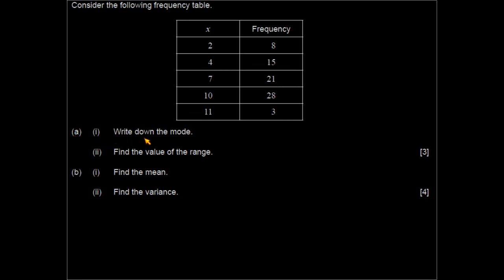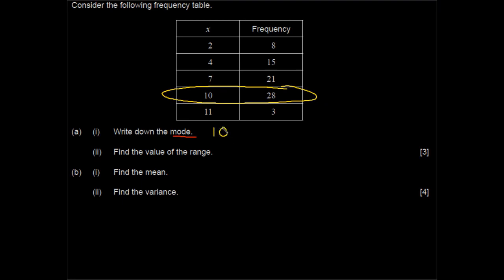First part says write down the mode. Now the mode is the most frequently occurring one. So the most frequently occurring is the one that will have the highest frequency because there will be the most of them. Like I said, I've got 8 2s, 15 4s, 21 7s, 28 10s, so therefore 10 is the most common one. So the mode will be 10.